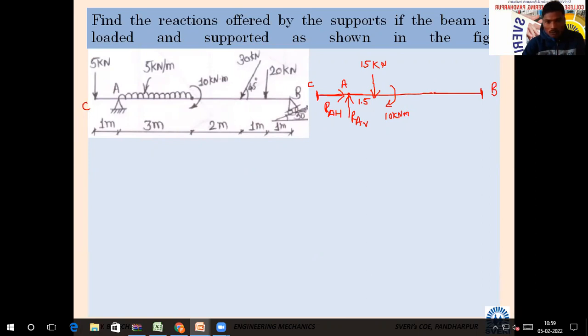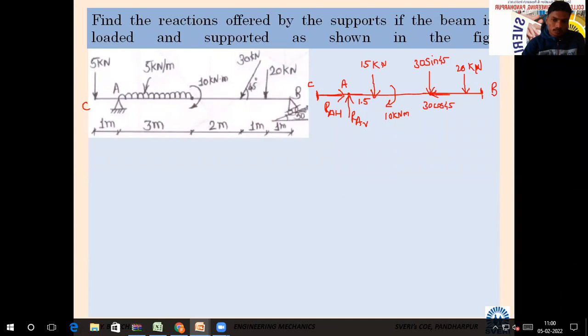Next, the 30 kilonewton force is inclined at 45 degrees with the horizontal. What will be its vertical component? 30 sin 45. And its horizontal component? 30 cos 45. Next, this 20 kilonewton force: there is no question, it is directly vertical, nothing to worry about. 20 kilonewton.